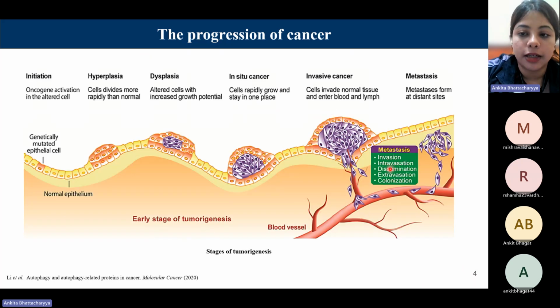Under metastasis, we had multiple substeps present. There was invasion, which means the basement tissue breaks. Intravasation, which means cells are entering into the blood vessel. Dissemination, which means from a tumor mass, they have dissociated and become individual cells. They have traveled through the blood. And now they will extravasate, which means they will move out of the blood vessel. After extravasation, they will colonize the secondary site and form secondary metastasis.